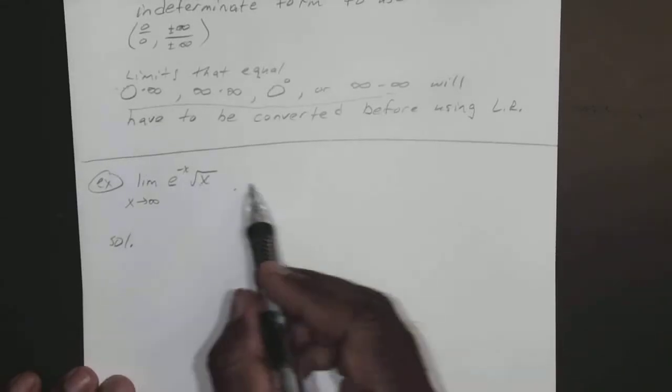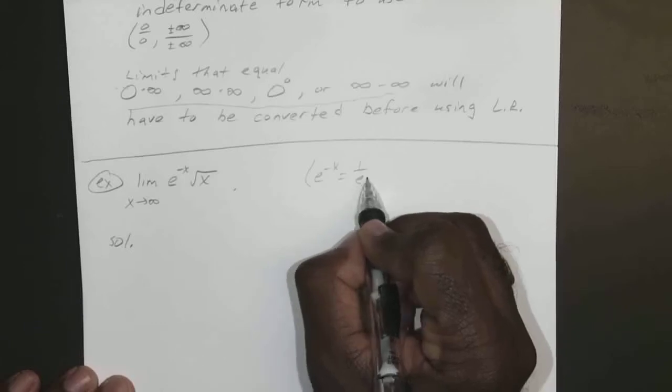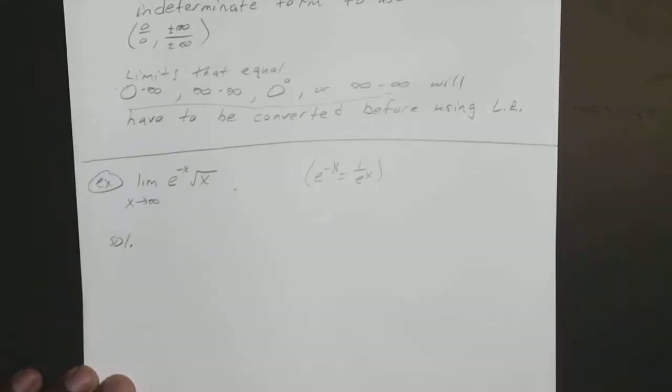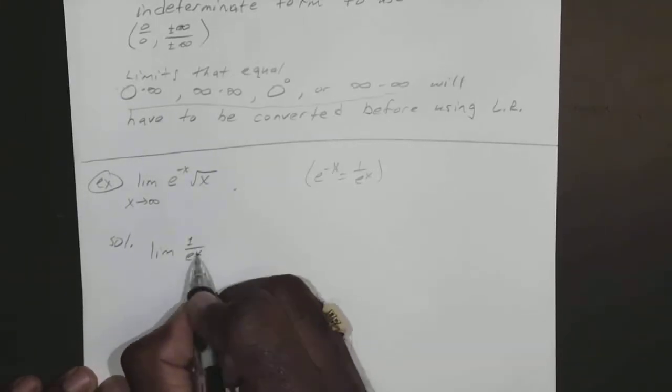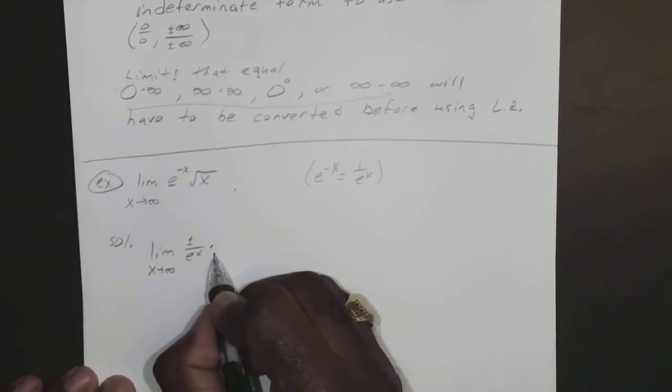Okay, so e to the negative x, that's just 1 over e to the x. Okay, so if we have the limit of 1 over e to the x as x approaches infinity times square root of x.